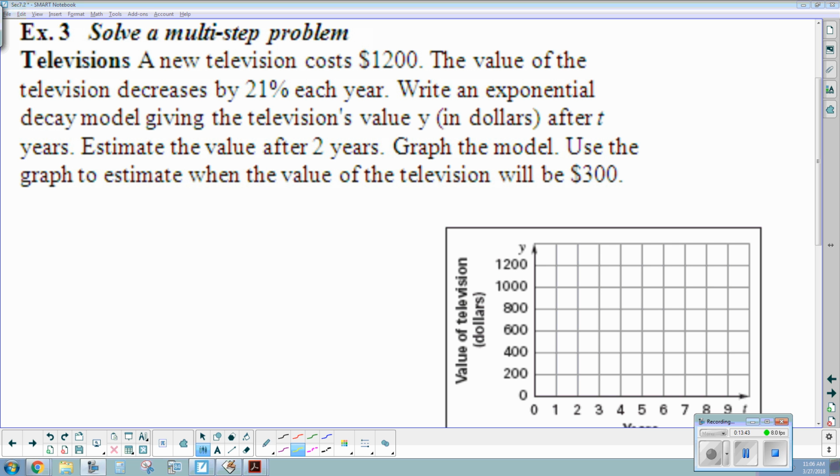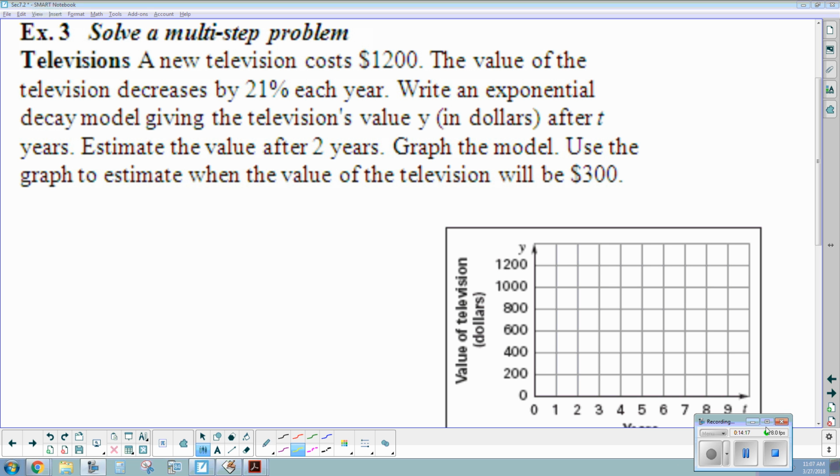This next example is a multi-step problem. So the problem says that a new television costs $1,200, and the value of the television decreases by 21% each year. So we're going to write an exponential decay model giving the television's value in dollars after t years, and then we're going to estimate the value after 2 years. We're going to use this graph to graph the model, and then estimate when the value of the television will be about $300.